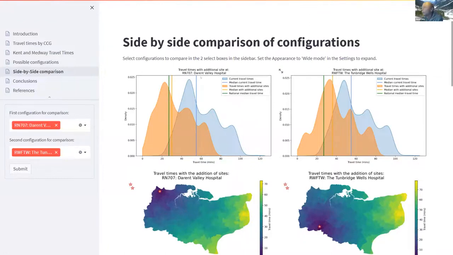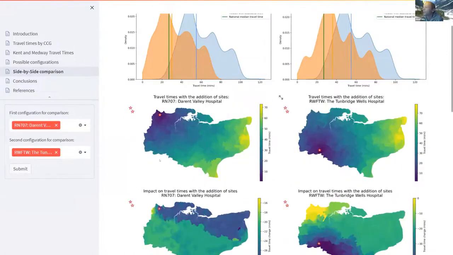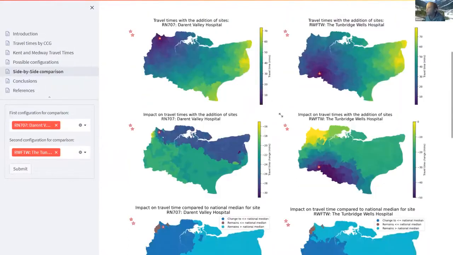So for Darent Valley, this is taking the median travel time quite close to the national median, but not quite there. Less of an impact here for Tunbridge Wells. The new travel times here, so we're still looking at 70 minutes plus for a few journeys over here in the far east, and the darker areas here where it's been reduced to much less. And the impacts we can see is much greater across the north here for this particular additional site. And if we put the site in Tunbridge Wells, then there's a much bigger impact here in the southwest and very little impact up here close to London.